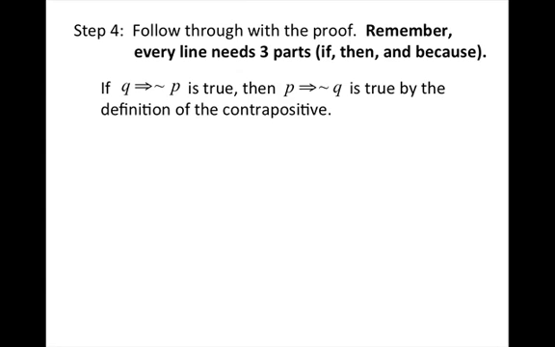Since I'm told that's true, I can conclude that P implies not Q is true because it was the contrapositive. So my reason is definition of the contrapositive. So my first line is, if Q implies not P is true, then P implies not Q is true by definition of the contrapositive.